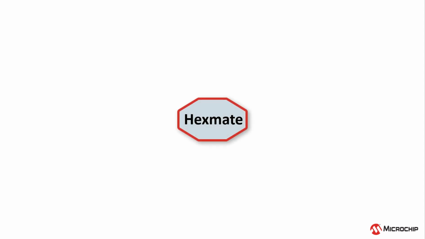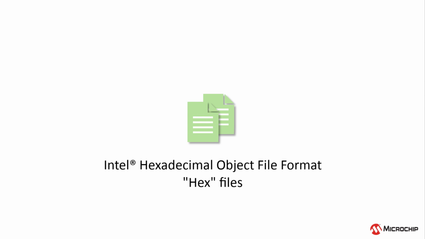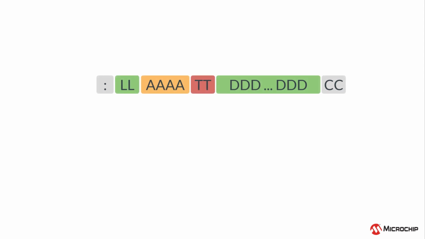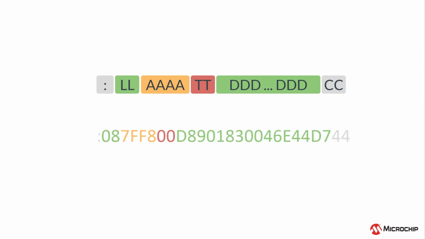To fully understand certain Hexmate features, a familiarity with the Intel hexadecimal object file specification is beneficial. Hex files are ASCII files containing a number of records, each beginning with a colon, followed by two characters indicating the length of the data argument field, which is present for most record types. A four-character address offset, a two-character record type, and a two-character checksum, which is used to verify the record. A typical record might look similar to that shown here, color-coded for clarity.